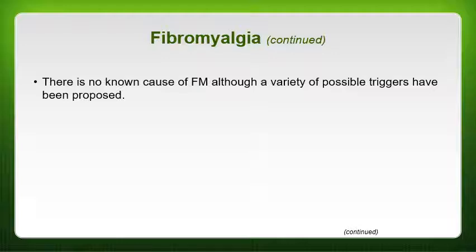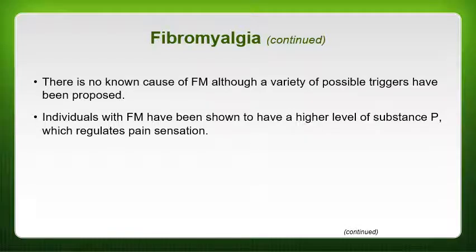So again, there's no known cause of fibromyalgia. There's possible triggers that have been proposed. Again, and some of these are going to sound familiar. They might be triggered by an upper body injury, and interestingly enough, a lot of times it's a minor injury that may do it. Viral illness, chronic stressors are also kind of known for this.